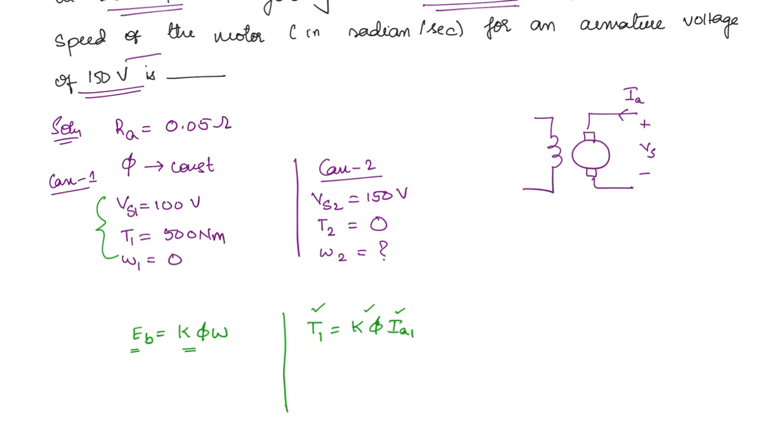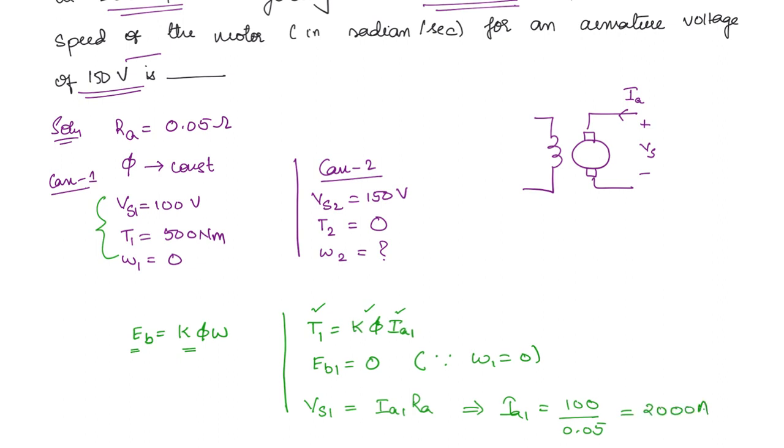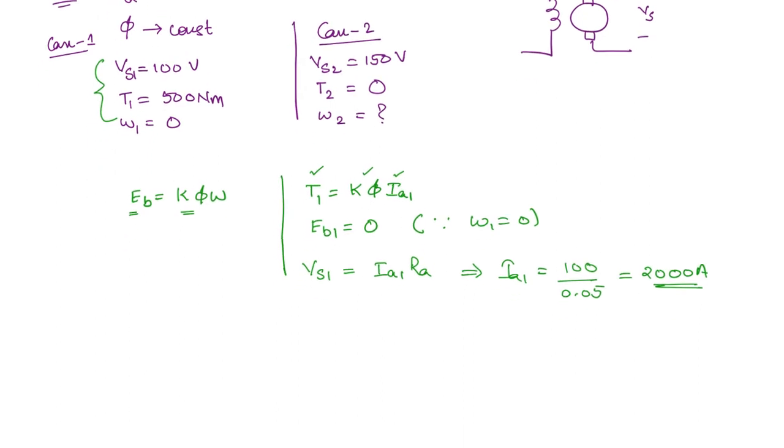But what we do know, the back EMF EB1 is equal to 0 since the speed is 0 in case 1. So that means VS1 will be equal to IA1 into RA. So we can find out the armature current. So IA1 is equal to VS1, which is 100, divided by 0.05. This is going to come out as 2000 amperes. From here you can find K phi. Therefore, K phi is equal to T1 by IA1, which is equal to 500 by 2000. So this is going to be 1 by 4.